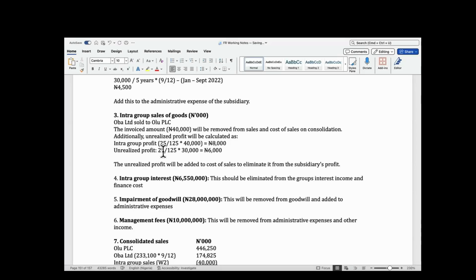8,000. Then the unrealized portion is the portion that is unsold. So 3 over 4 times 8,000. What would that give us? She should still give you that 6,000. Okay, 6,000. So we're going to add this to cost of sales to eliminate it from the subsidiary's profit, since it's the subsidiary that sold.